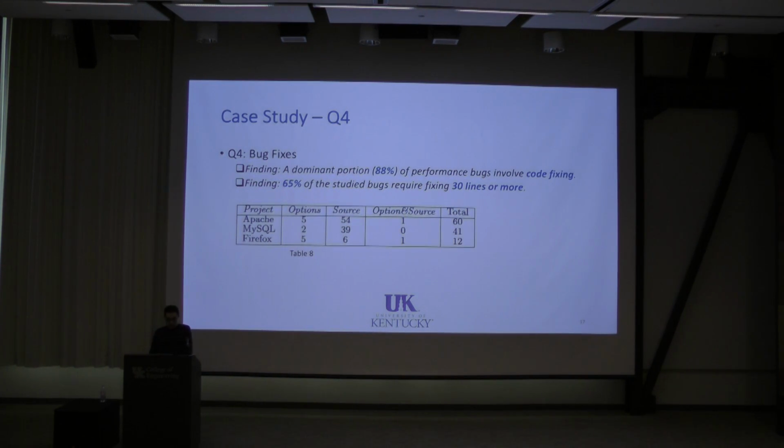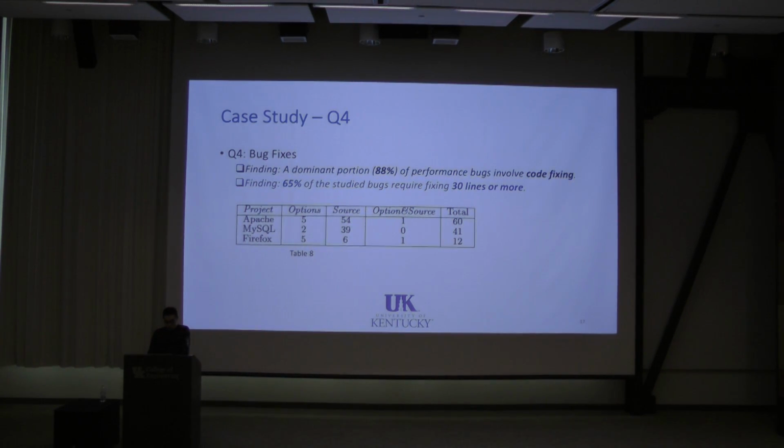And lastly, for the last research question, we studied what is involved in trying to fix the performance bugs, from the supported patches. In table 8, we have identified a few factors. As we can see, some of those can be fixed by tweaking the configuration option values, while others require source code changes. And there's a small number of bugs that would require both. In the end, we found that about 88% of the bugs would involve code fixing.